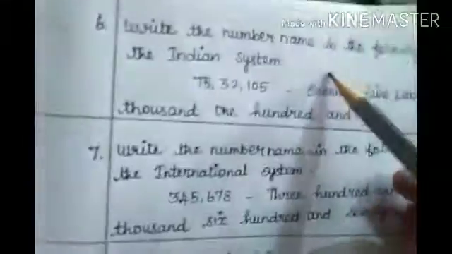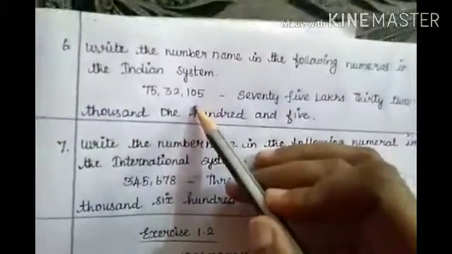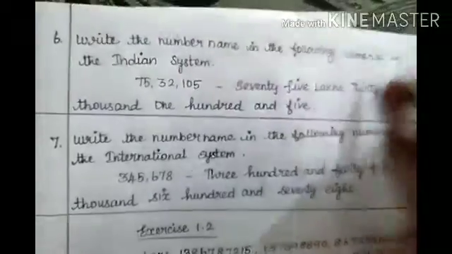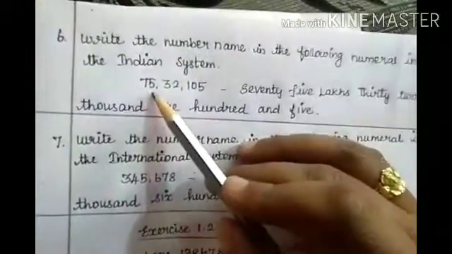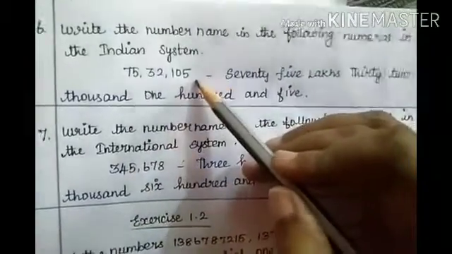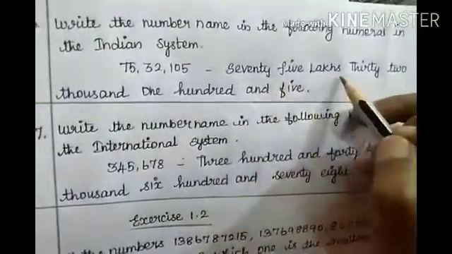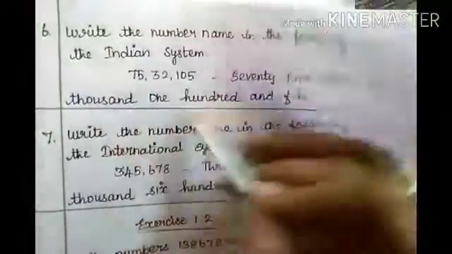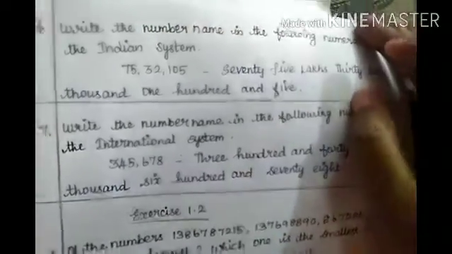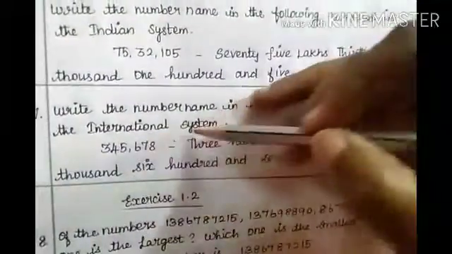Okay children, now our sixth question: write the number name of the following numeral in the Indian system. They have given the Indian system number, and we want to write the number name here. The number they have given is 75,32,105. In that number you want to write the number name. Okay children, now write the number name of the following numeral in the international system.